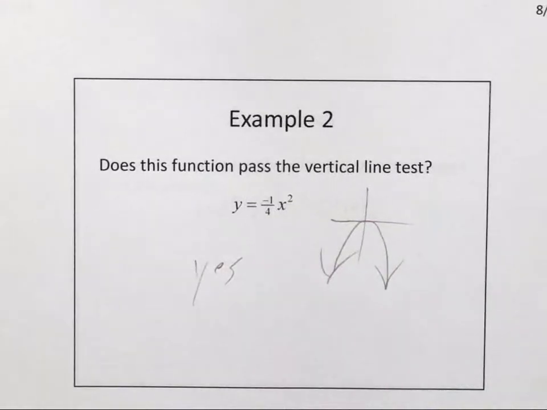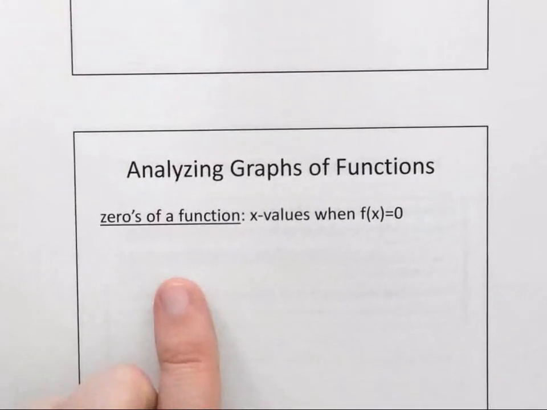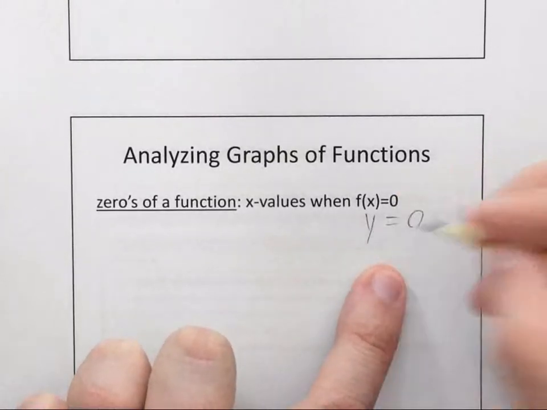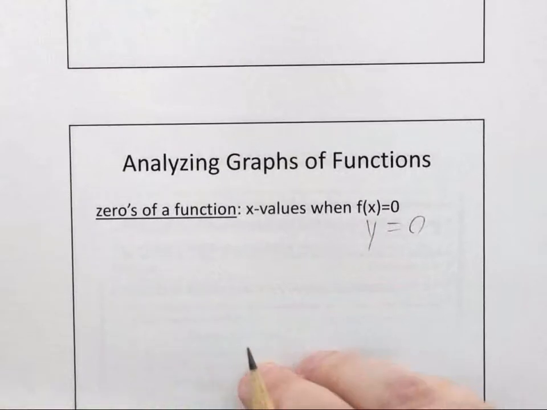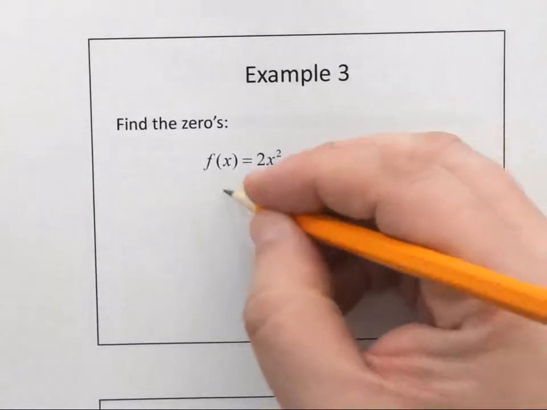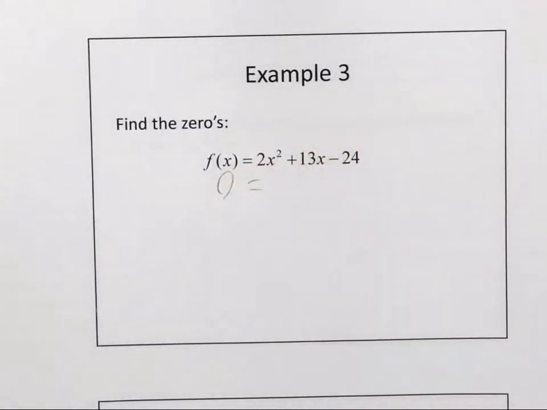All right, a couple other things as far as graphs go. A zero of a function is an x value whenever f of x, in other words, the y, is equal to 0. So if you want to find those, you can just plug that value in. So if I want to find the zero of this function, f of x, or the y value, is going to be 0. Then I have 2x squared plus 13x minus 24. Honestly, I would just factor it. You can graph and find the intercept that way.